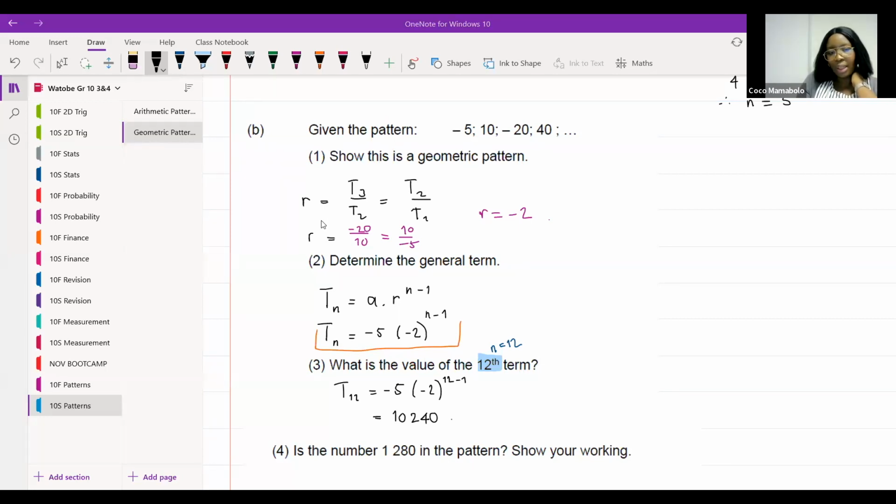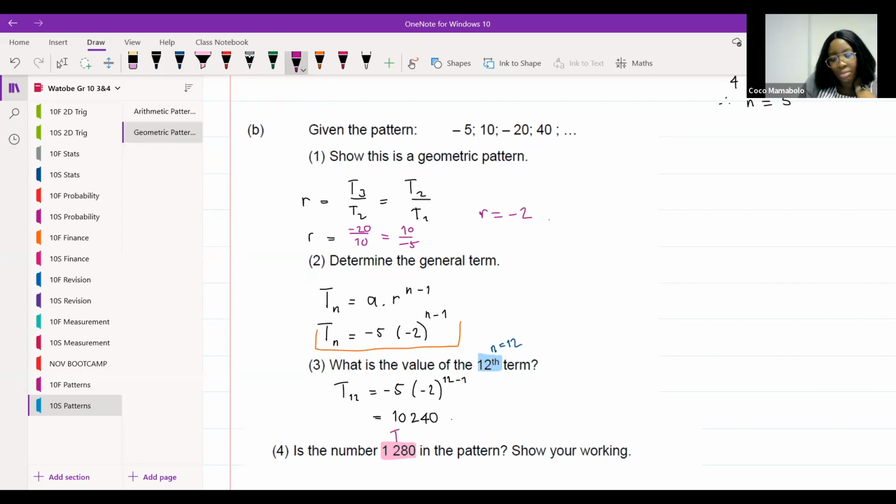Yes? Yes, ma'am. So if we look at this, they're asking us: is the number 1280 in the pattern? Now, they're not asking for the 12th term. They're asking us to check if 1280 is in the pattern. So what is 1280 in our general formula? What are we going to put that as? It's not going to be n.